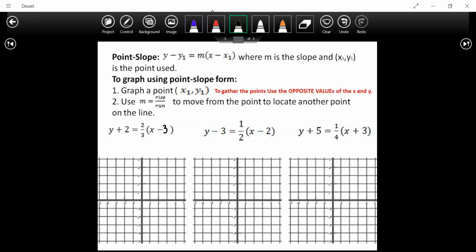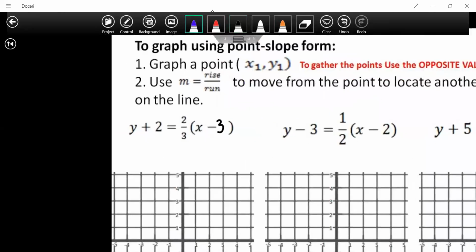Cool. Okay. Looking at our first one here. I want you guys to first be able to identify the starting point and the slope. What's my starting point for the first one? 3, -2. So we use the opposite of those points. What is my slope? 2/3. Awesome.